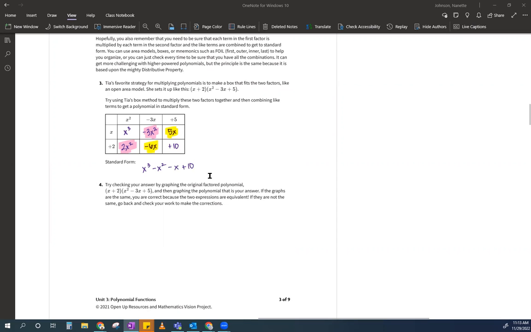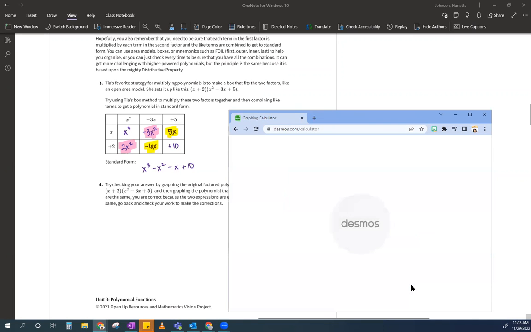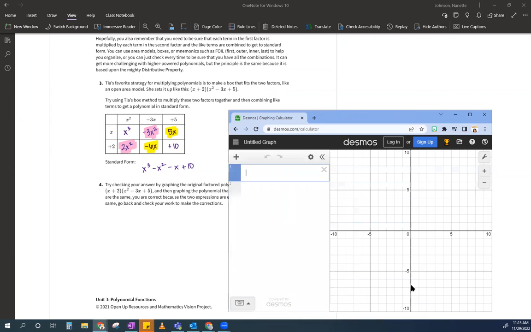Done. Right? Yes, very good. So someone says, hey, Ms. Johnson, that's a cubic. Very good. There's other things that you can tell from here. So can you drop some stuff in the chat? What else can you tell from standard form while I graph this really quick? What else can you tell from standard form? X to the third minus x squared minus x plus 10.